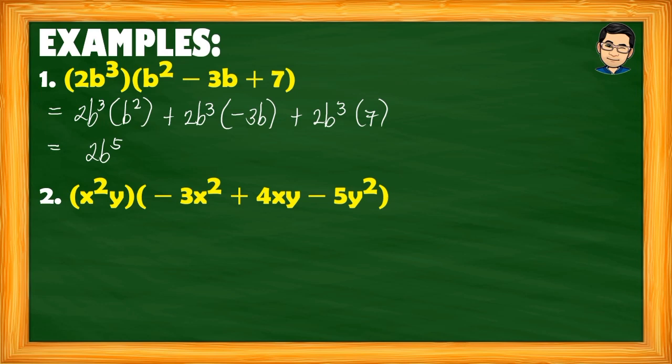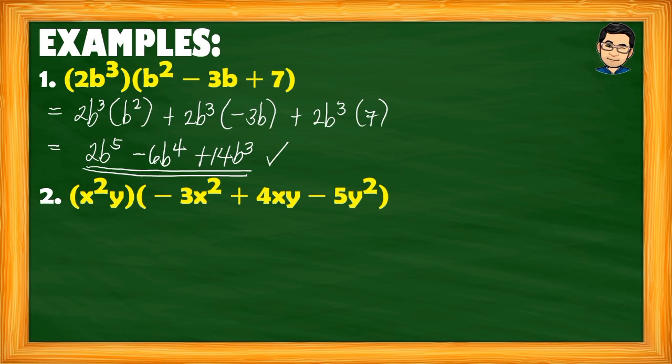Next, 2b cubed times negative 3b. So, 2 times negative 3, that is negative 6. And then b cubed times b, so that is 3 plus 1, so b to the 4th power. Next, 2b cubed times 7. So, 2 times 7, that is 14. And then copy the literal coefficient, b cubed. So, our final answer will be 2b to the 5th power minus 6b to the 4th power plus 14b cubed.